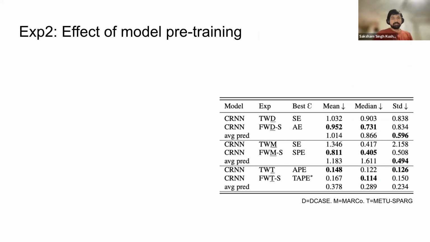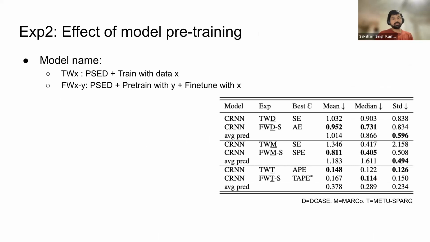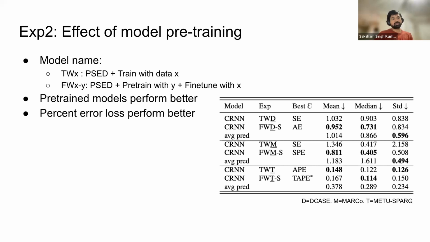Next, we try to see if the benefit of pre-training over the bigger STARSS dataset is generalizable or not. Hence, we compare pre-training over STARSS followed by fine-tuning with simple training over the target datasets, which are DCASE, METU, and MARCO. And again, we observe the same results: pre-training with STARSS helps and percentage-based error losses show improvement.